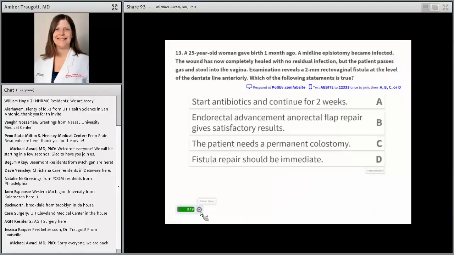Number 13. A 25-year-old woman gave birth 1 month ago. A midline episiotomy became infected. The wound has now completely healed with no residual infection, but the patient passes gas and stool into the vagina. Examination reveals a 2 millimeter rectovaginal fistula at the level of the dentate line anteriorly. Which of the following statements is true? A, start antibiotics and continue for 2 weeks. B, endorectal advancement, anorectal flap repair gives satisfactory results. C, the patient needs a permanent colostomy. Or D, fistula repair should be immediate.